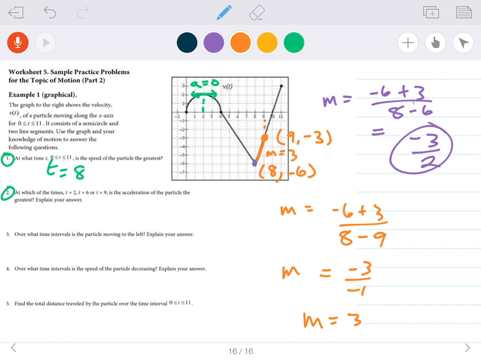And so out of all of those, we had acceleration at 6, which is right here, acceleration was -3/2. At 2, acceleration was 0. And at 9, acceleration was 3. So here is our answer here.